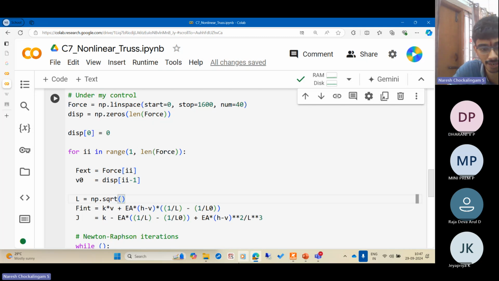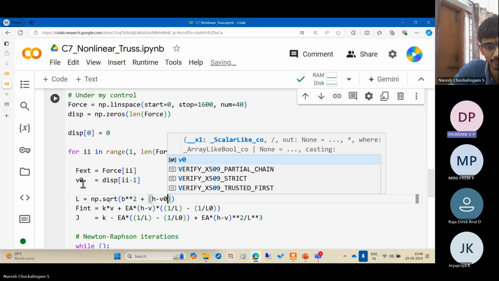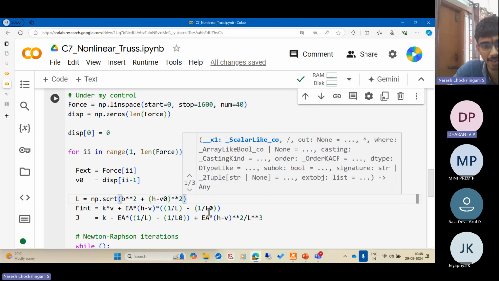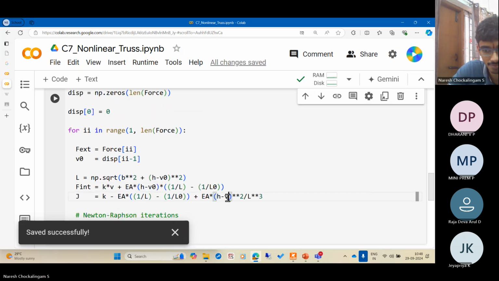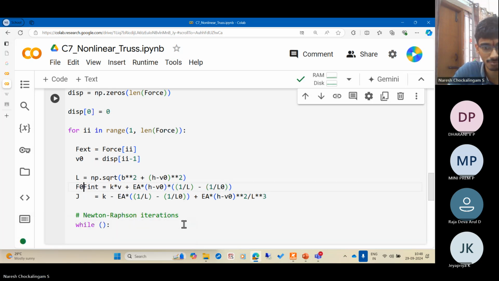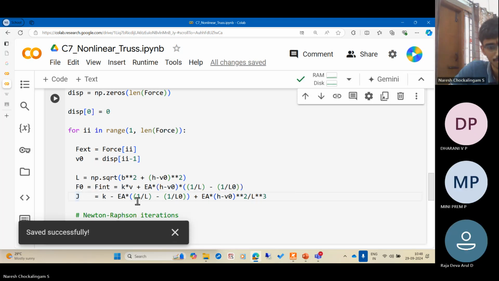So it is np.sqrt of V squared plus (H minus V) the whole squared. Okay, but I don't have a V. In this, I only have a V0. So wherever you have V, you have a V0. Right? V0 is the initial guess. And this is the F internal. This I can call as F0. Okay, so this is the F0. This also I can put as J0, which is J.